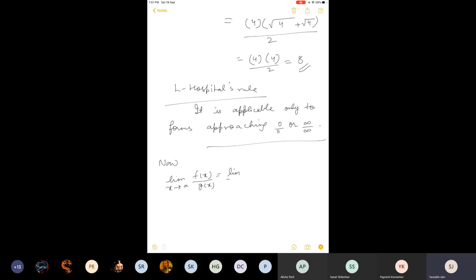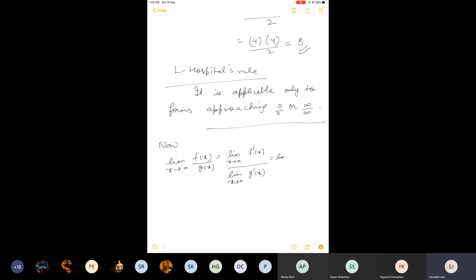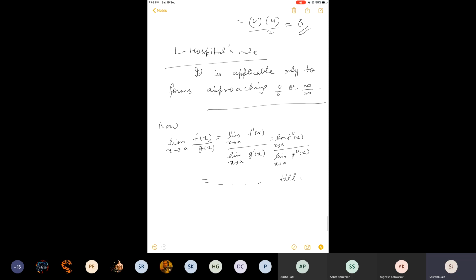And the rule is simple. You differentiate. This symbol f dash stands for differentiation. You simply differentiate numerator and denominator. This is the rule. And you can go on differentiating for the first time, then second time, then third time, and so on till you are free of indeterminate form. Indeterminate form is the 0 by 0 or infinity by infinity. Till indeterminate form continues.